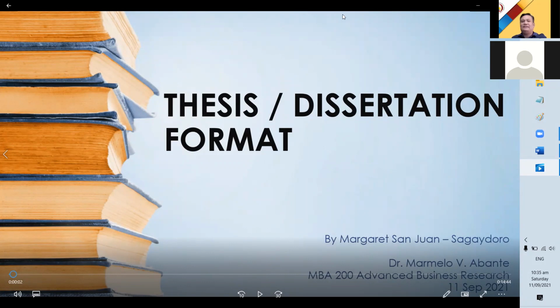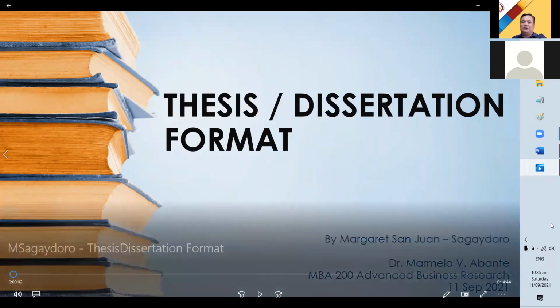So again, most commonly, the common format is the abstract. We have the preliminaries actually, so cover the title page, copyright, dedication, acknowledgement, preface, table of contents, list of tables, list of figures, list of abbreviations, and so on and so forth.